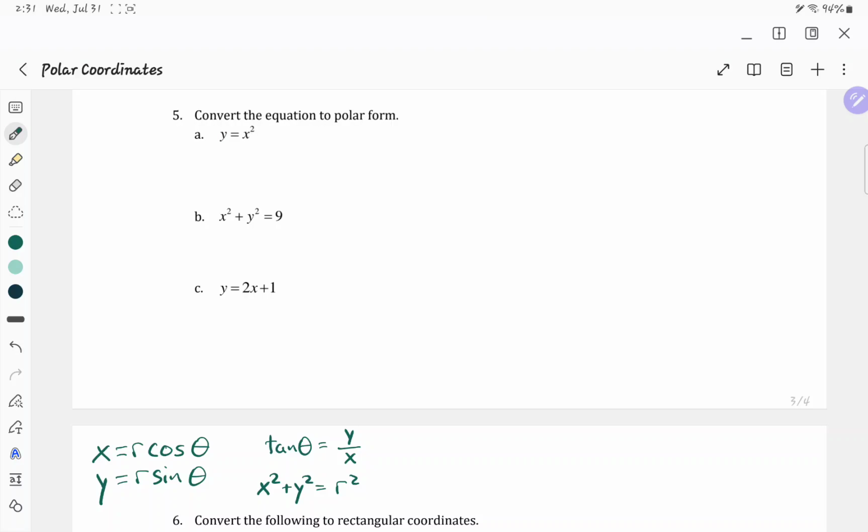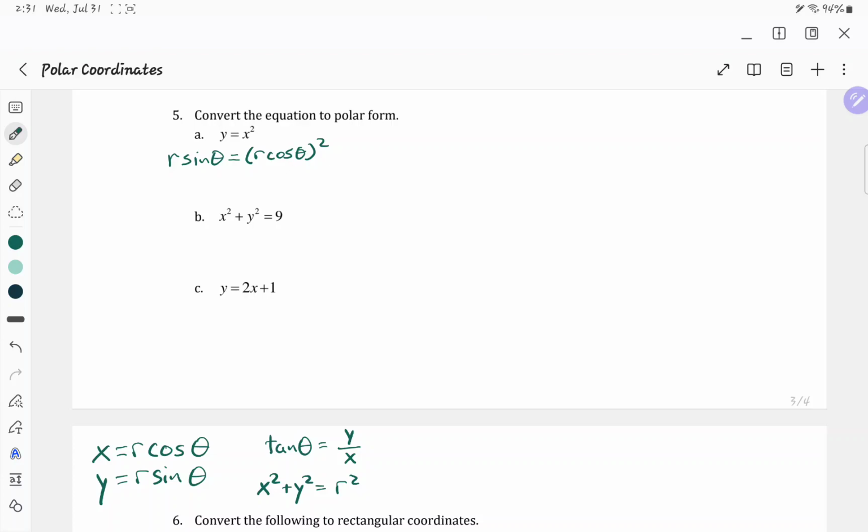So we're going to have y is x squared. We're going to replace that y, converting this rectangular equation to polar form. So replace the y: we got r sine theta going in for our y. Replace the x: we got r cosine theta going in for the x. And all of that is squared because the x is squared.